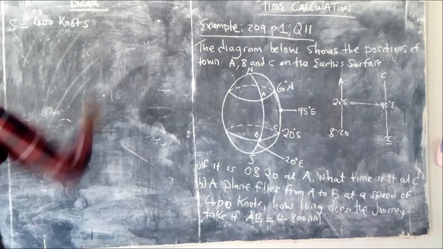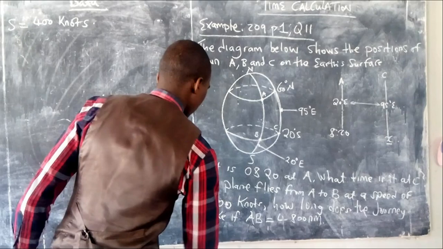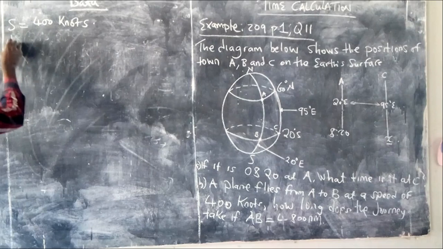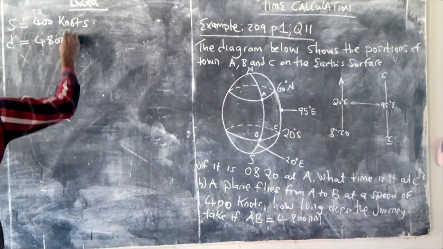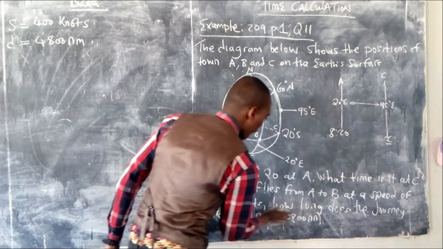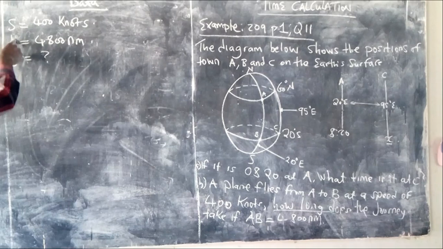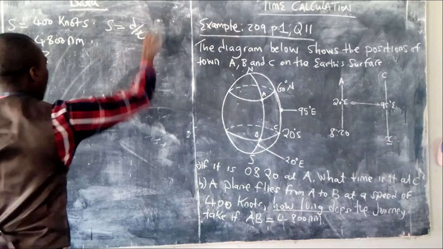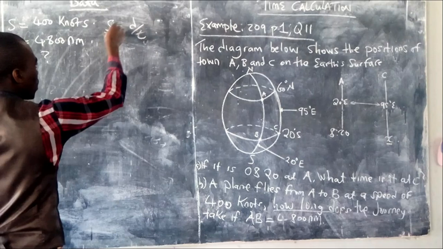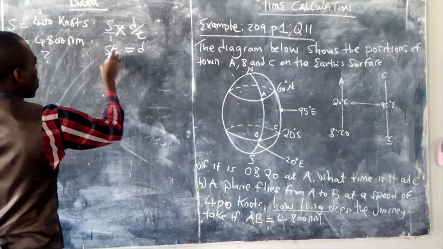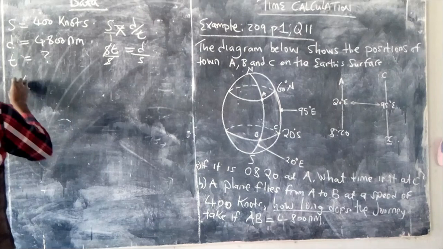How long does the journey take if AB is equal to 4,800 nautical miles? So we have our distance, which is equal to 4,800 nautical miles. Then how long? This one simply means the time. So our time here is equal to question mark. Now the only thing that relates these three is the formula speed is equal to distance over time. So since we are finding time, we can just make t the subject of the formula. So we are going to have st is equal to d, then divided by s and divided by s. So we have a formula, time is equal to distance over speed.